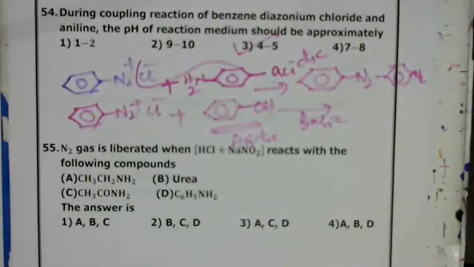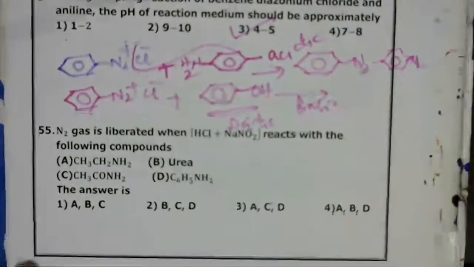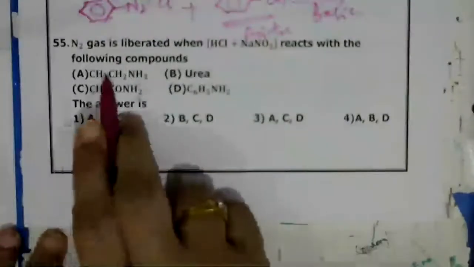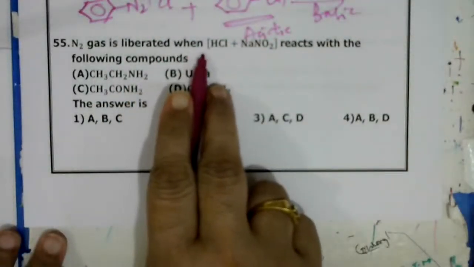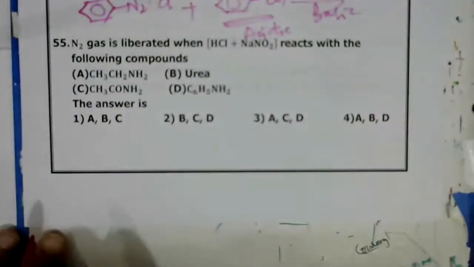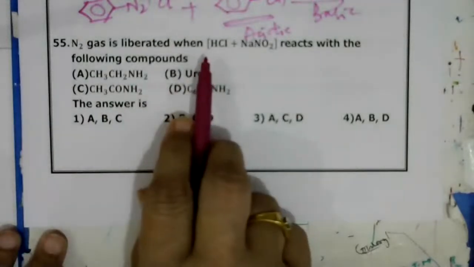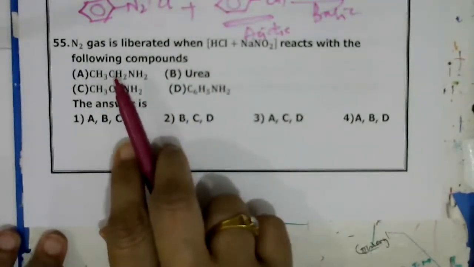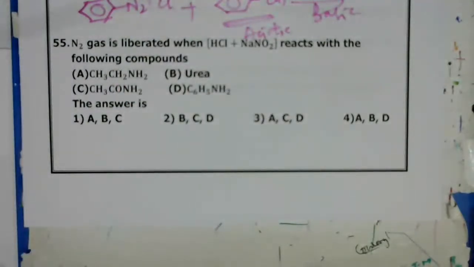You know? Question number 55. N2 gas is liberated when hydrochloric acid and sodium nitrite react with the following compound. Correct? N2 gas means what? Which method are they going to? We can correlate with estimation of nitrogen, like the Dumas method.